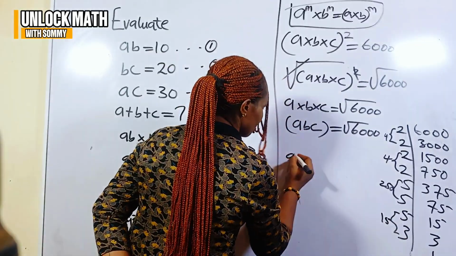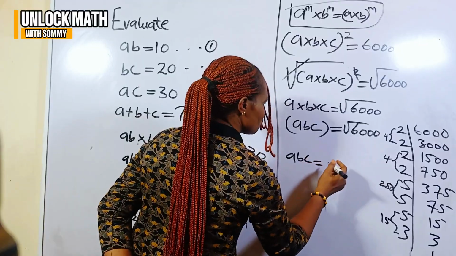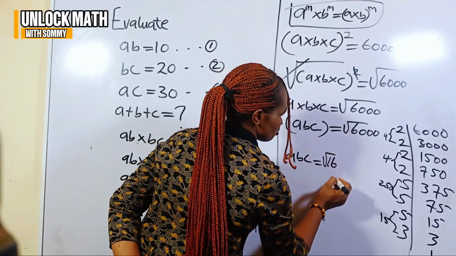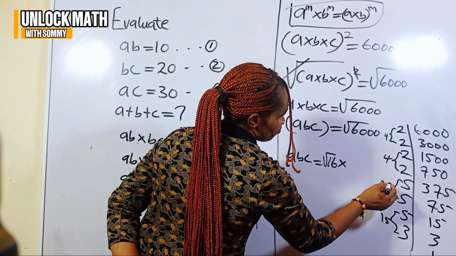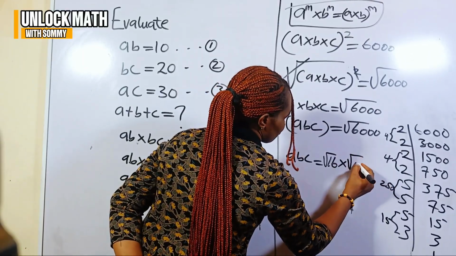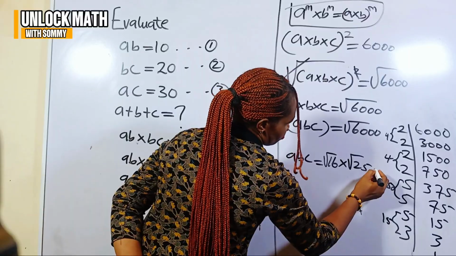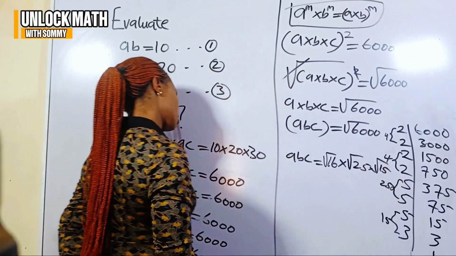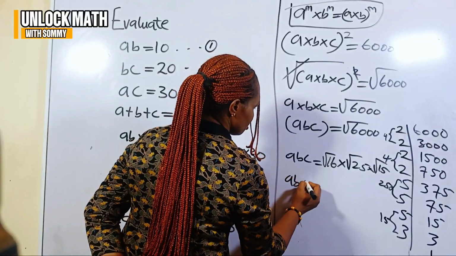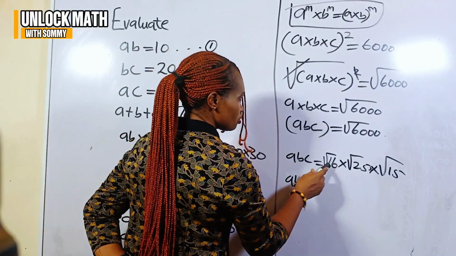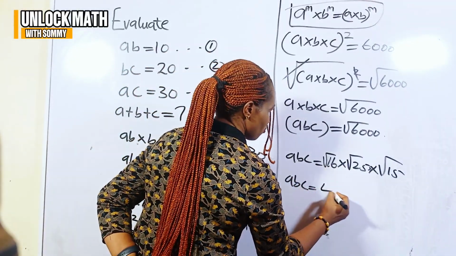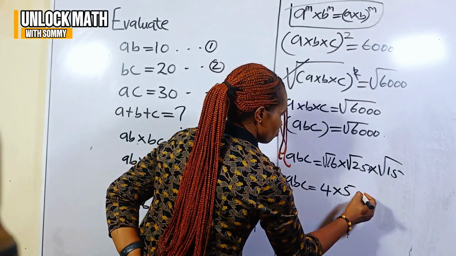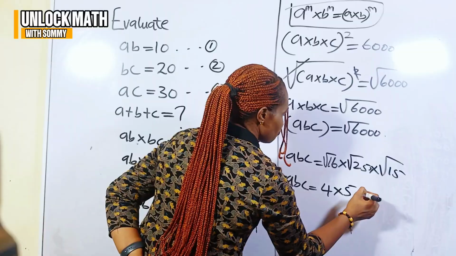So therefore, we now have ABC is equal to 4 multiplies 4 will give you 16. That's square root of 16, multiply square root of 25, multiply square root of 15. Now, ABC will be square root of 16 is 4, multiply square root of 25 is 5, multiply with square root of 15.